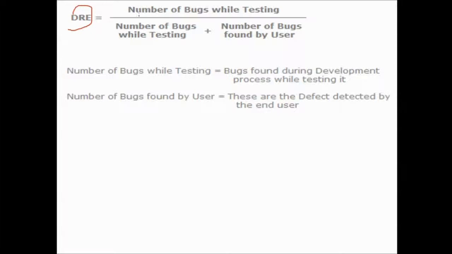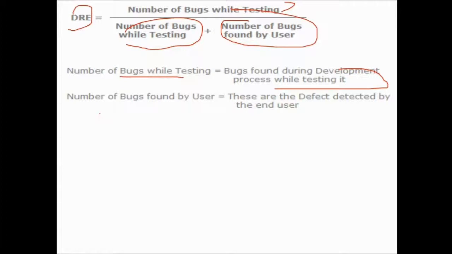DRE is the number of bugs found while testing divided by the number of bugs found while testing plus the number of bugs found by the user. So the number of bugs while testing is the bugs found during development, and the number of bugs found by the user means these are the defects. Now they have changed into defects detected by the end user.